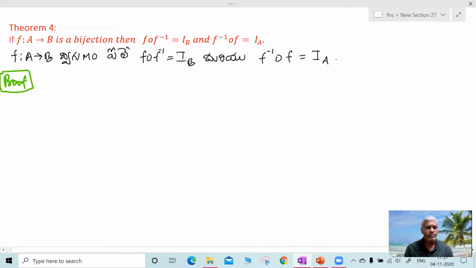Look at this theorem. If f: A to B is a bijection, then f circle f inverse is equal to IB and f inverse circle f is equal to IA.